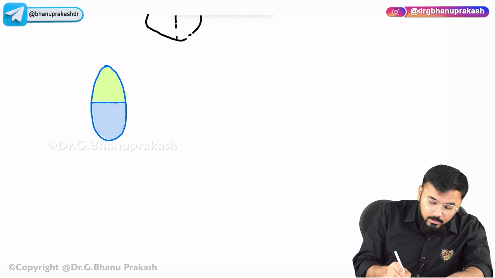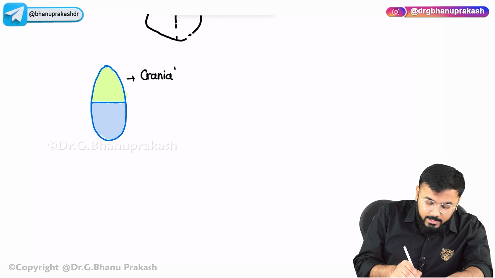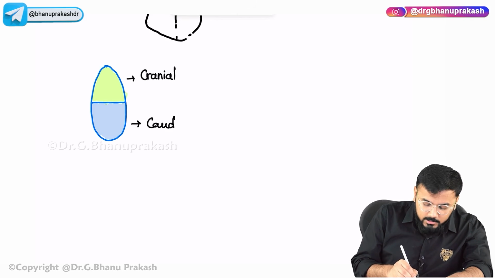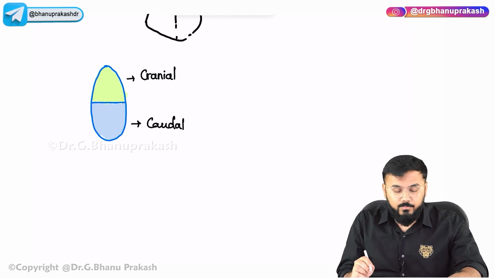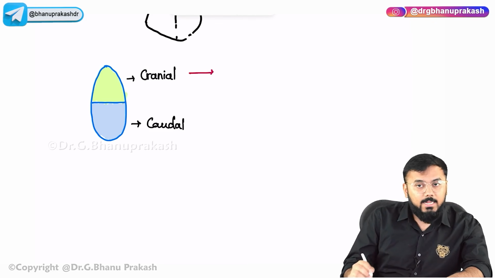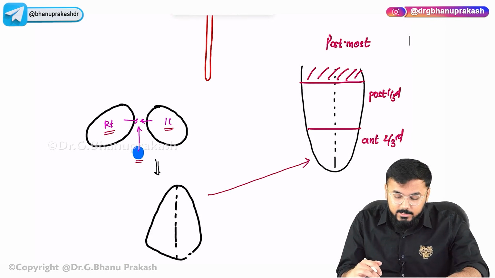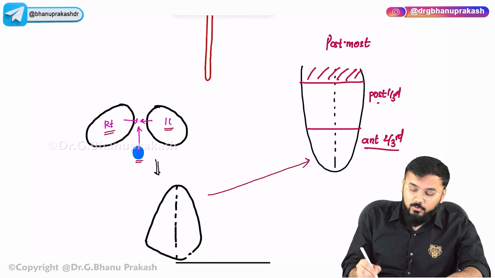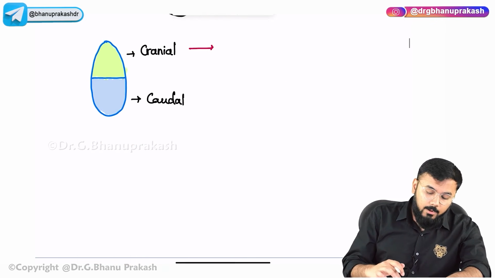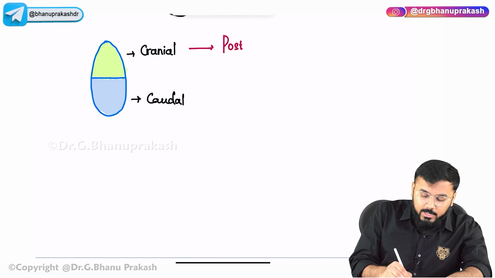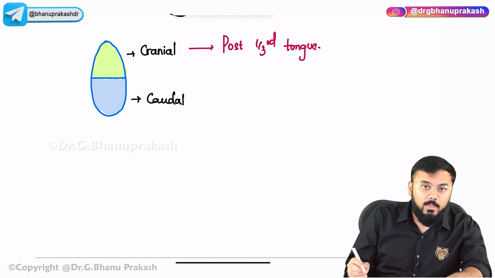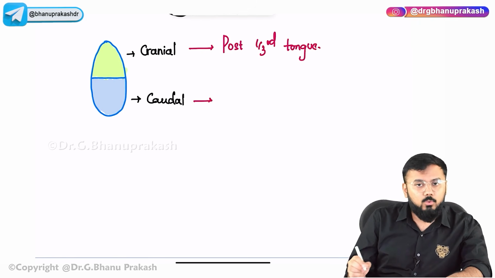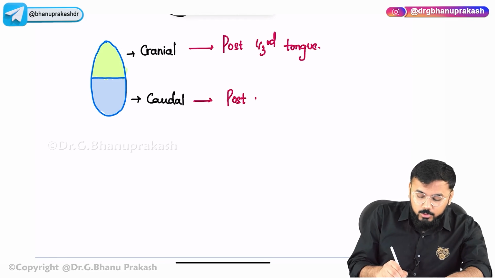How many parts do we have over here? This part is the cranial part, and this part is the caudal part. Cranial and caudal. What does the cranial part do? Already the anterior 2/3 of the tongue is done, right? That is finished. Now the leftover is the posterior 1/3. So the cranial part forms the posterior 1/3 of the tongue. And the caudal part will form the posterior most part of the tongue.